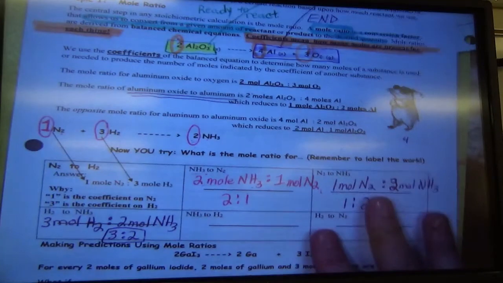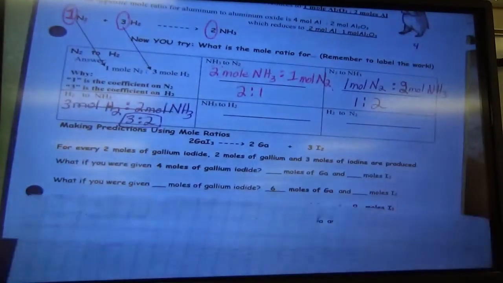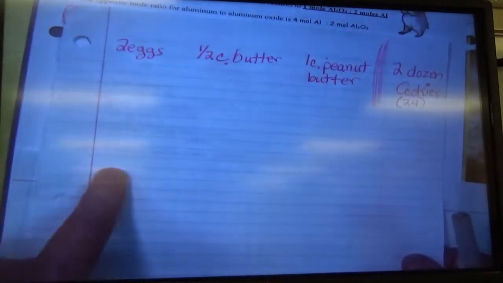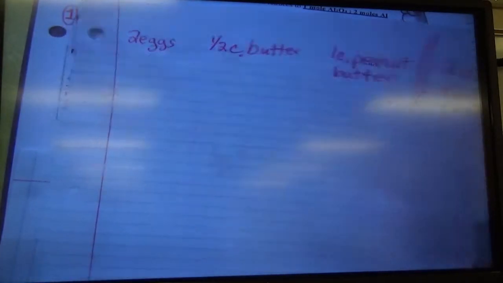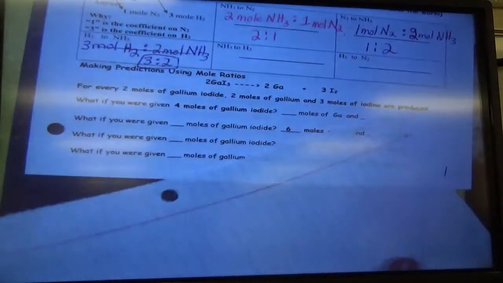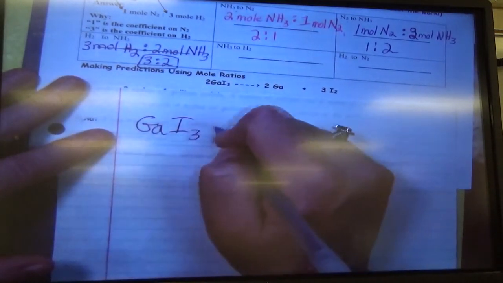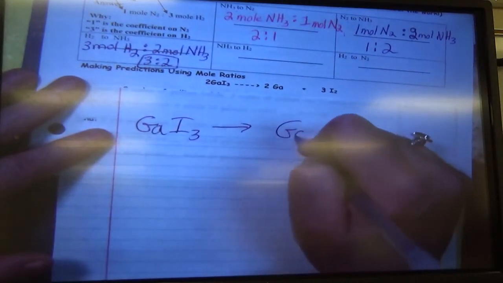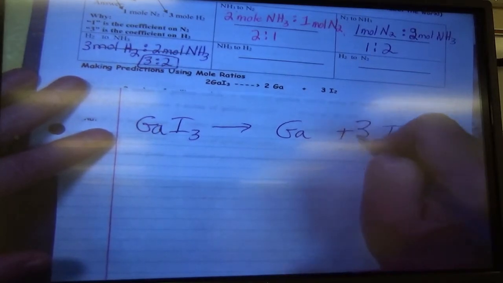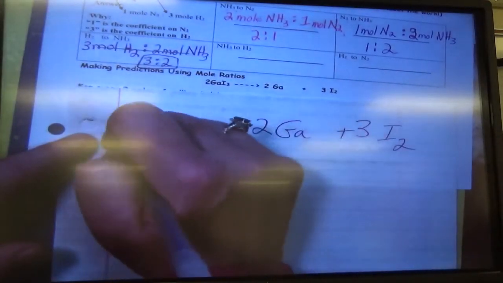Now let's do the slightly tougher ones. But again, this is nothing more than like using a recipe or box of mac and cheese. If you double it, instead of 2 eggs, I'll use 4 eggs, just like that. This is exactly the same thing, only it's with a chemical equation, and they're telling us specific numbers to use. Now I'm going to copy the equation so it's bigger to see. We have gallium iodide breaking down into gallium and iodine. The equation's already been balanced like this.